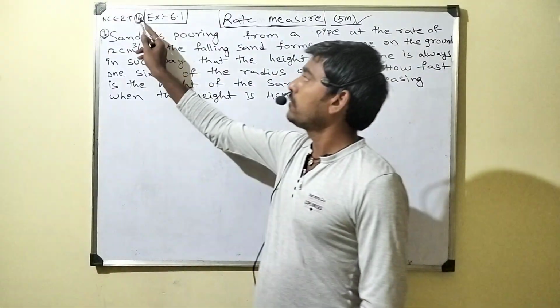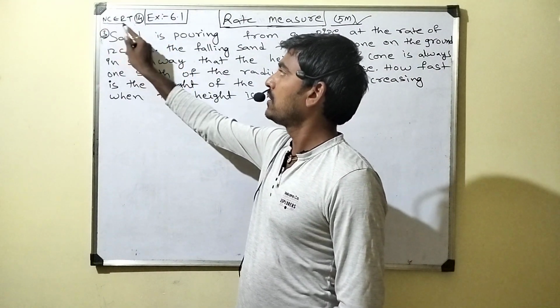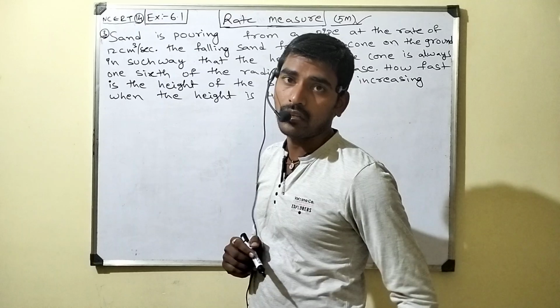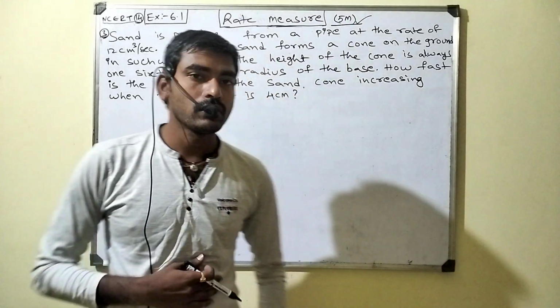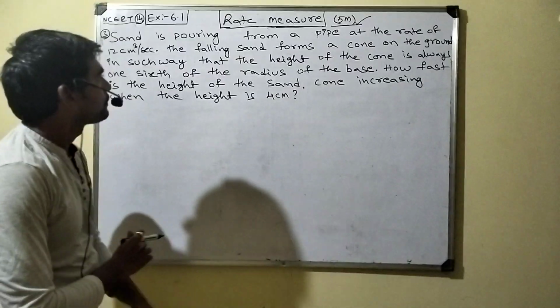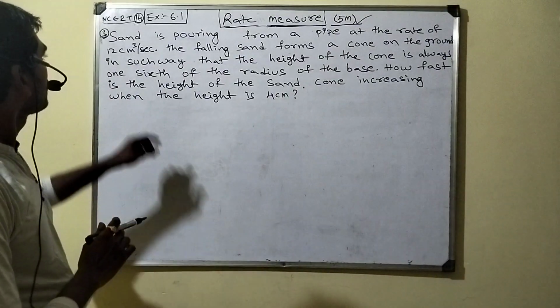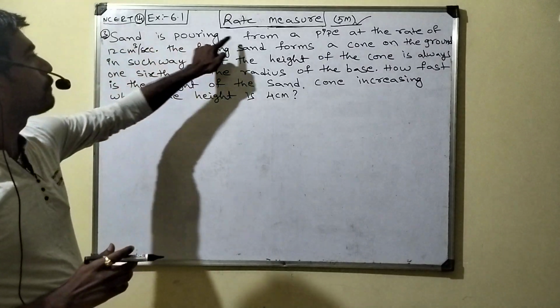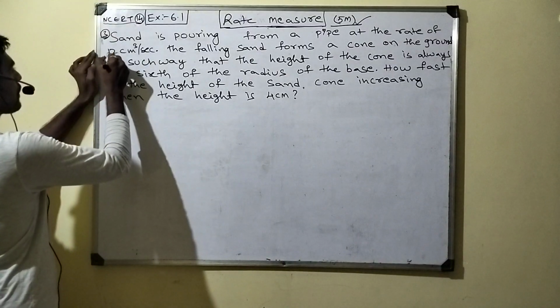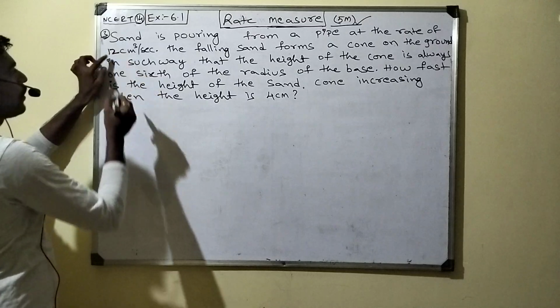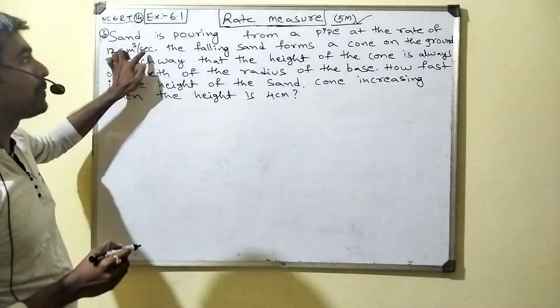It is in NCERT, the 14th question. NCERT exercise number, I am keeping here. And in our list, it is an important question. Third question, let me discuss. Sand is pouring from a pipe at the rate of 12 centimeter cube per second.